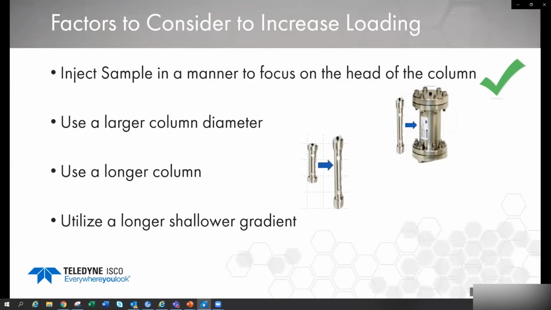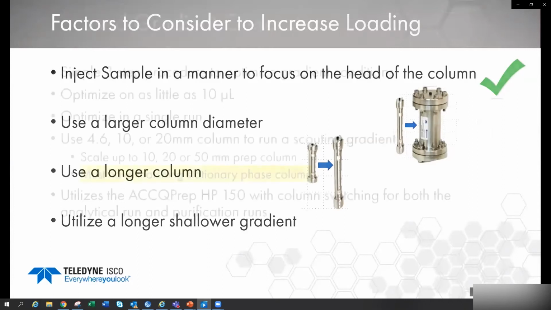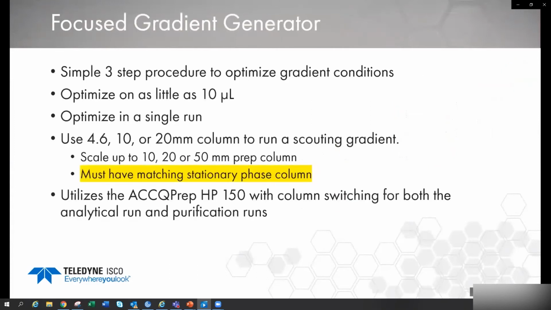However, one of the ways that we can greatly increase our loading and our efficiency is if we use a shallower gradient. So we're going to go into that right now. We have a software feature in our instrument that allows us to optimize those gradient profiles. If we're starting with a 10 microliter injection, we can get a small chromatogram that gives us an idea of where our best gradient can run. Then we can scale up to 1, 2, or even 5 centimeter columns from that exact same analytical column.